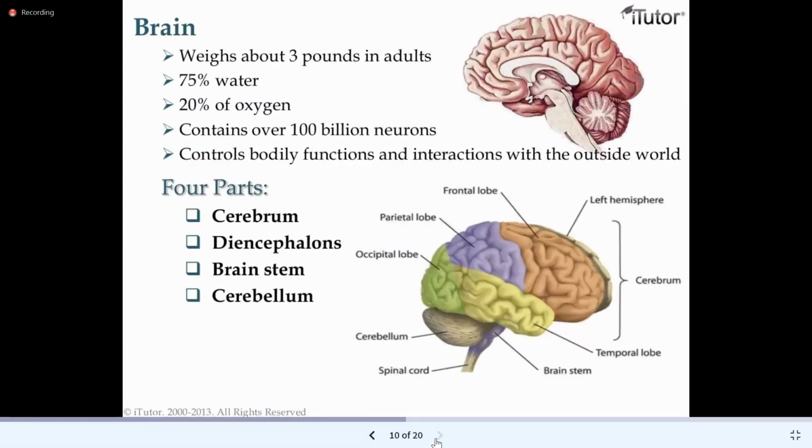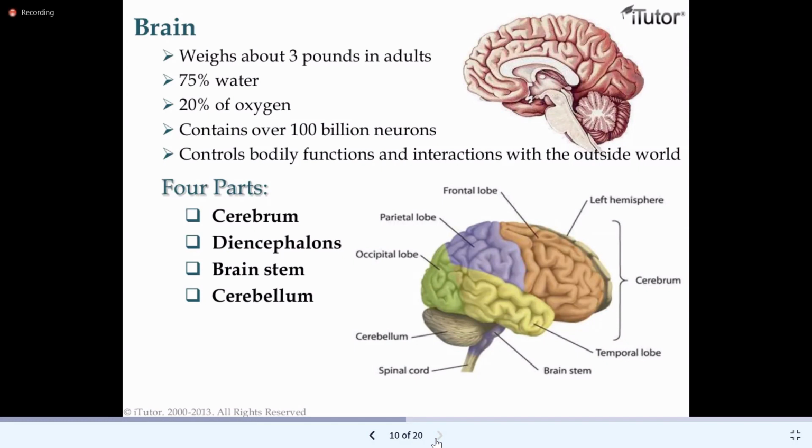Next is the brain. The brain has lobes: the frontal lobe, the parietal lobes, and occipital lobes. The cerebrum is the frontal part, and the cerebellum is beneath the brain, with the spinal cord, the brain stem, and the temporal lobe, and the left hemisphere and right hemisphere. These both are the covers.